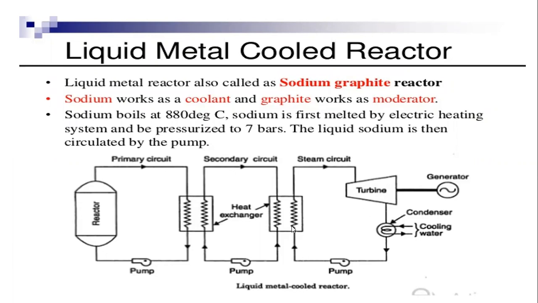In sodium graphite reactors, the fuel is usually slightly enriched uranium alloy or uranium carbide with metal clad. In that, the fuel is the enriched uranium or the uranium carbide with the clad. The liquid sodium is used as the coolant in the primary heat transfer circuit.